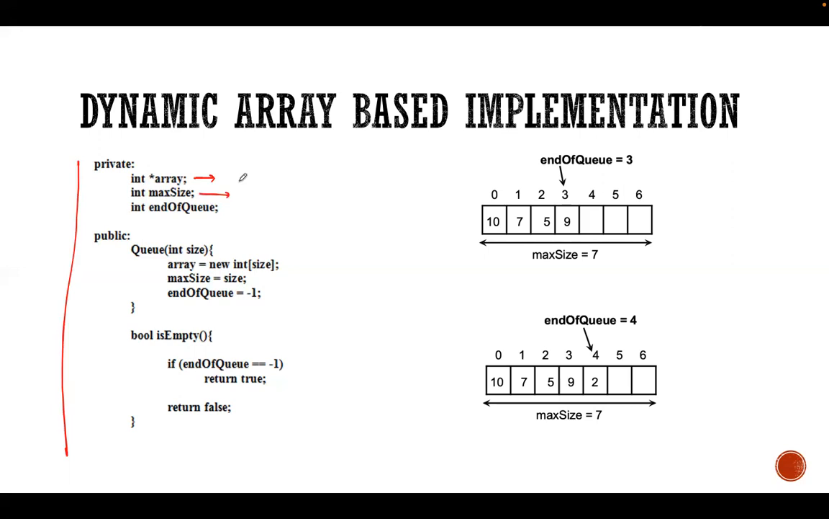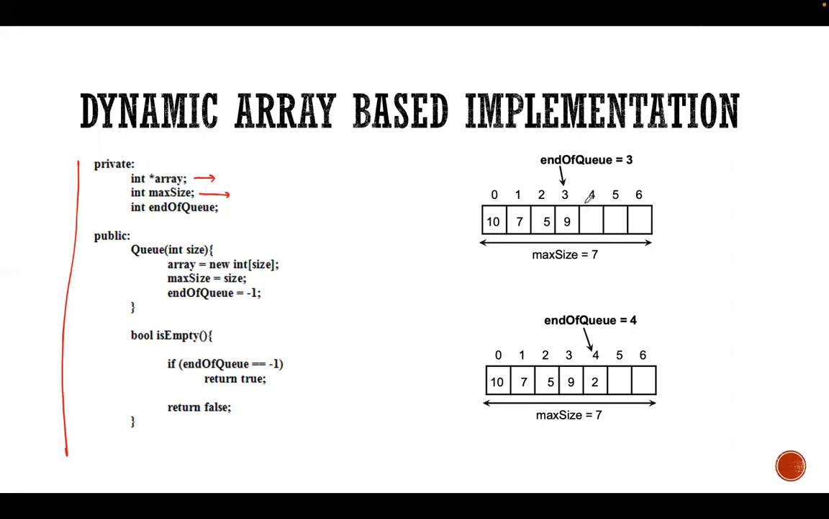Each list has to have a maximum size. Maximum size means the maximum size of the queue. The end of queue is just a flag, or an integer value, by which we are going to keep track of which one is the last item of the queue.